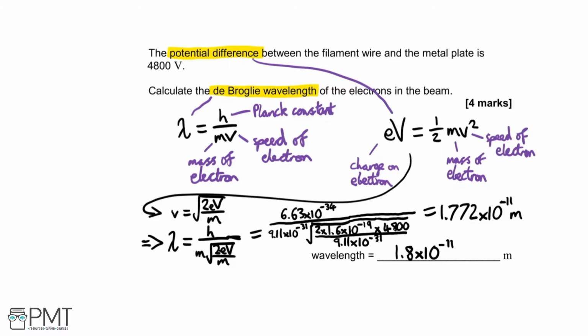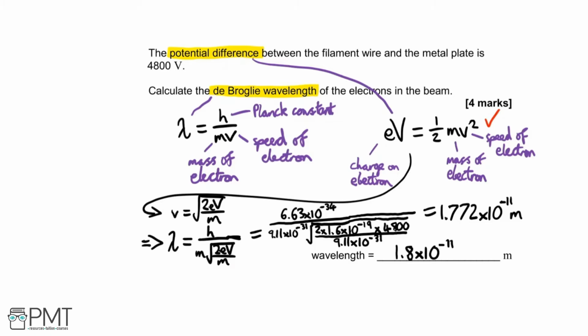Now in terms of marks awarded, they're awarded slightly differently in the mark scheme because it breaks it into two separate steps where you first find the speed and then substitute that speed into the de Broglie wavelength equation. So the first mark is going to be for correctly using that conservation of energy equation and relating the electrical energy to the kinetic energy of the electron. I've combined two steps into one for the next 2 marks.